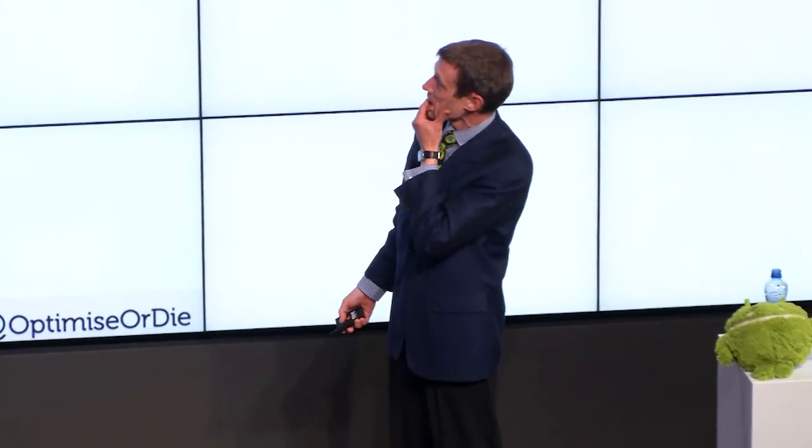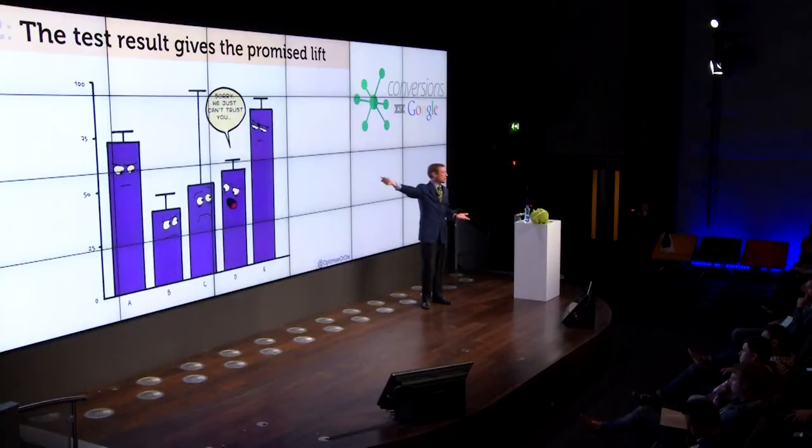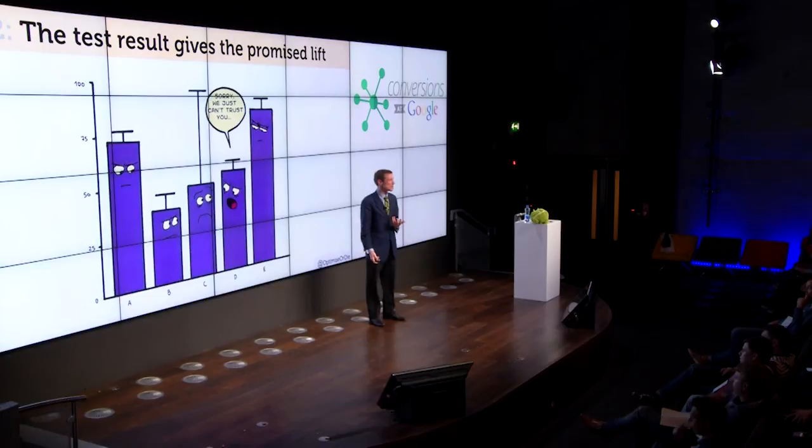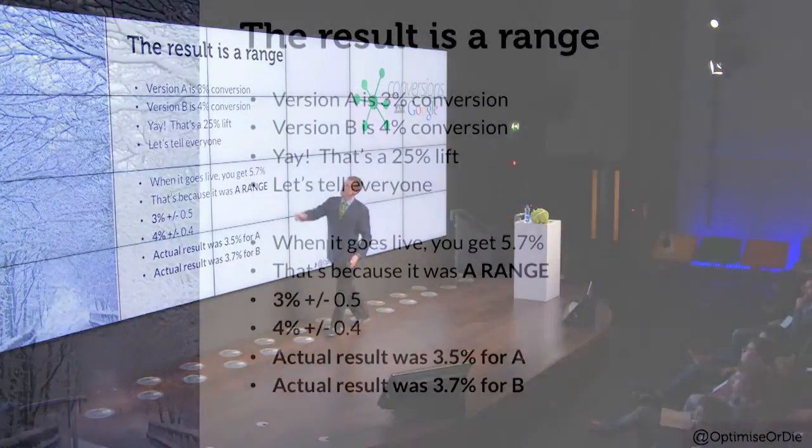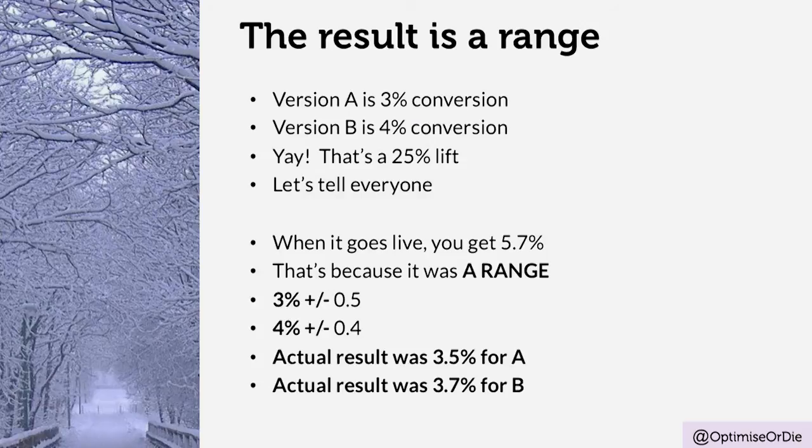A lot of people expect that if the test result says they're going to get a 25% lift, that's what will go into the bank account. But the A/B testing software gives a range, right? If A said 3% conversion and B was 4%, it's got this plus-minus in it. So it's actually 3, but it could be a bit higher or a bit lower. So you need to give a range when you're quoting tests.